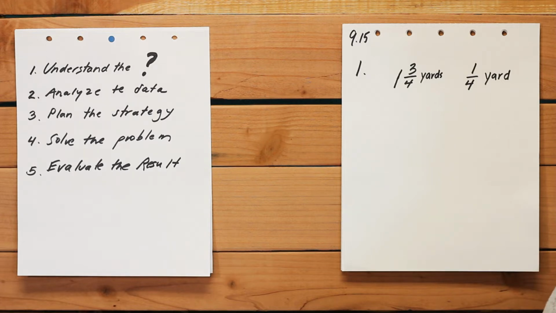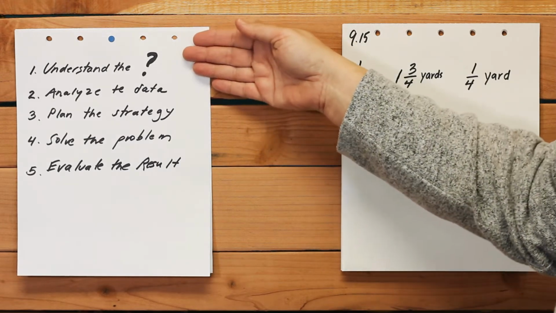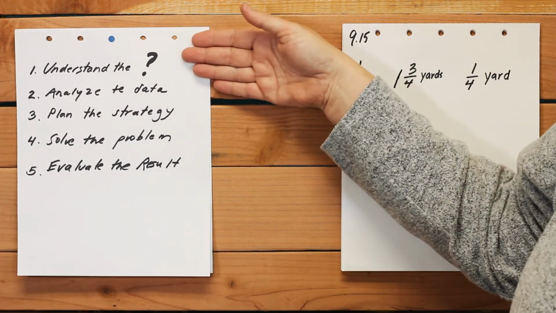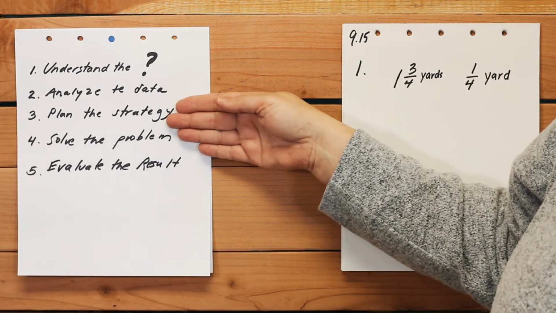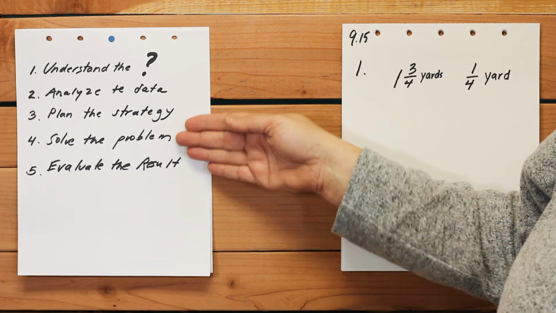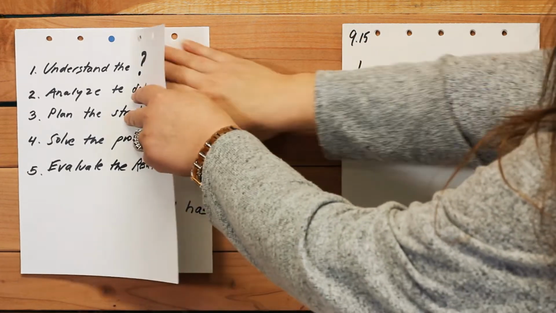Lesson 9.15, and today we're going to be problem solving with fractions. If you look on page 276 in your book, you're going to see our problem solving path. This is just a reminder: we have to understand what the question is asking us, analyze the data, plan the strategy, solve the problem, and then evaluate our result. You see that there on your page.